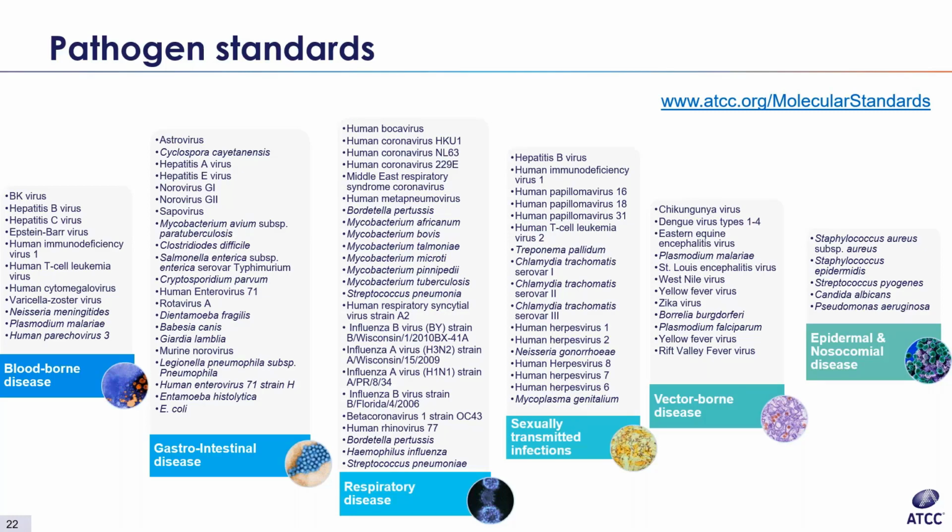As you saw earlier, the first 4 molecular standards were all human pathogens, and we've done a lot of work making more standards for pathogens of various types. We have bloodborne pathogens such as HIV-1 and hepatitis C, gastrointestinal pathogens like astrovirus, Cryptosporidium parvum, Salmonella, and E. coli, respiratory pathogens including coronaviruses and several species of Mycobacterium, STIs such as human papillomavirus, herpes viruses, and chlamydia, vector-borne pathogens like dengue virus and West Nile virus, and epidermal and nosocomial pathogens like Staphylococcus aureus and Candida albicans.